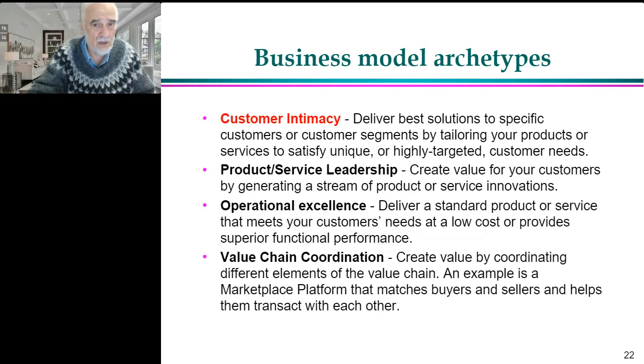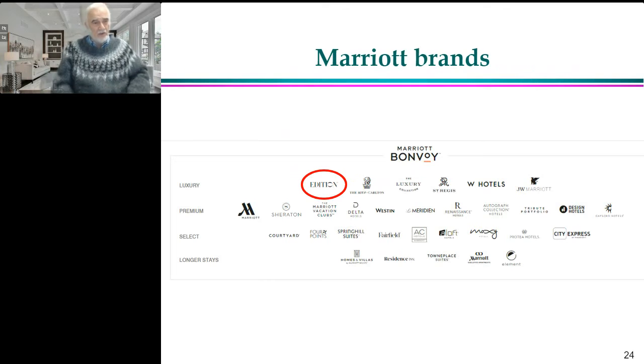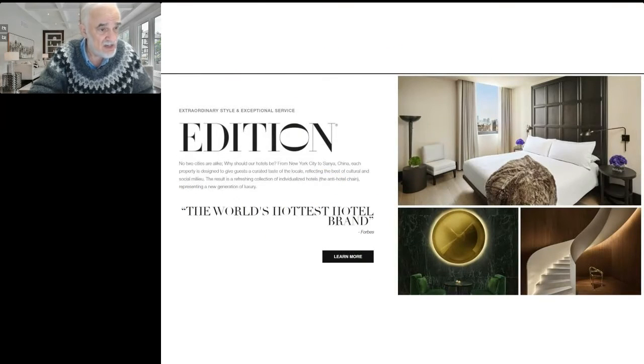Let me go to another Marriott business model. Actually, the first one of their luxury brand is called Edition. So Edition is kind of a design-based hotel, which is an example of what I call product, or in this case, service leadership. It's a business model that was designed. The hotels are designed by a famous designer, and that designer tries to make them give you a unique experience, an exquisite looking hotel, and the idea here is to impress you with the quality of the hotel itself. You see here, it says, the world's hottest hotel brand. So that's what product leadership is about.